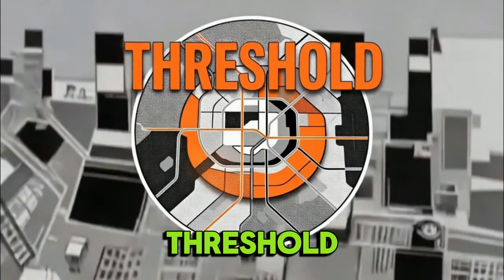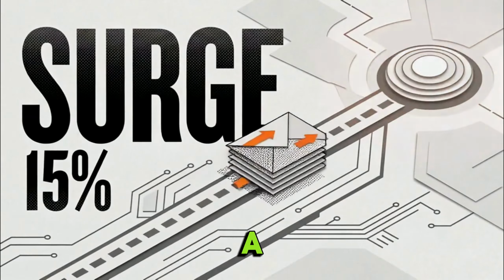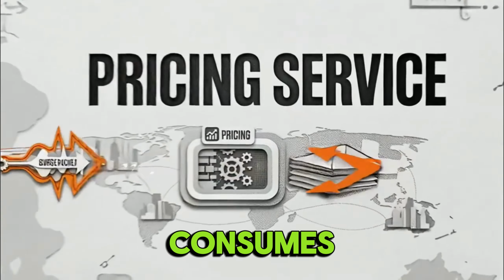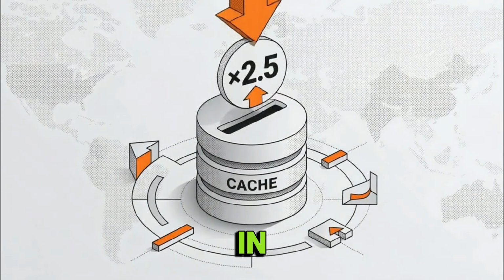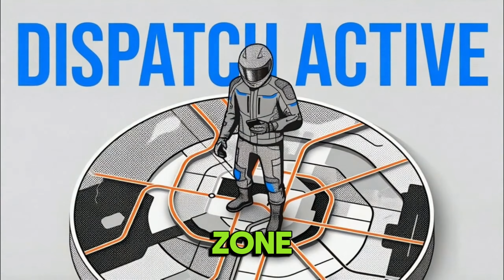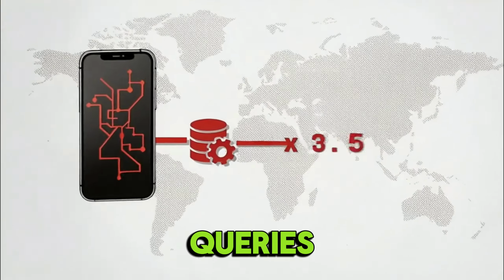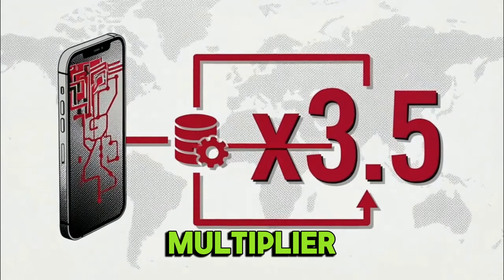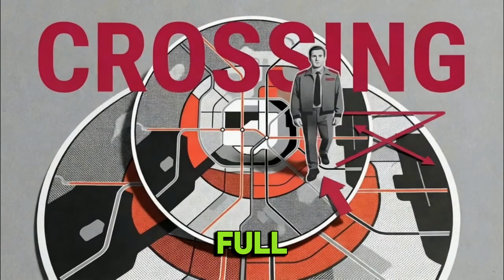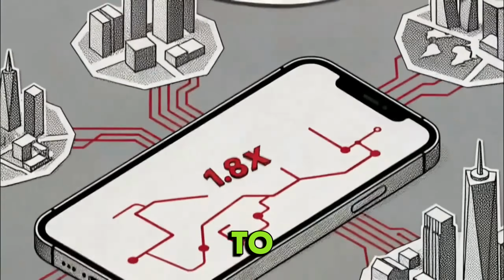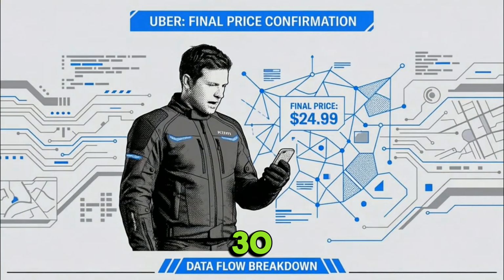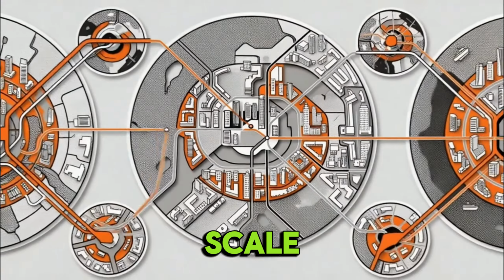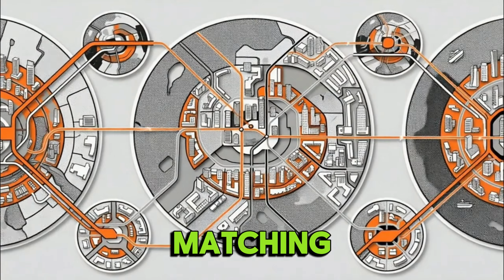When the supply-to-demand ratio in a zone crosses a configured threshold, Flink emits a surge update event to a downstream topic. The pricing service consumes that event and immediately writes the updated multiplier to a distributed in-memory cache. When a rider in that zone requests a price estimate, the app queries the cache and gets the current multiplier in milliseconds. The full pipeline from a driver entering a zone to the updated surge multiplier appearing on a rider's screen takes less than 30 seconds, at global scale, continuously.